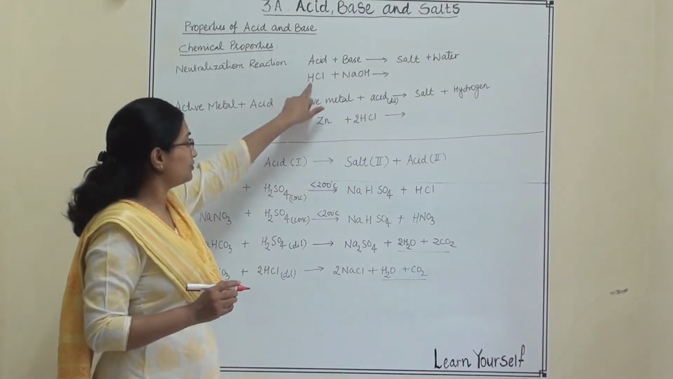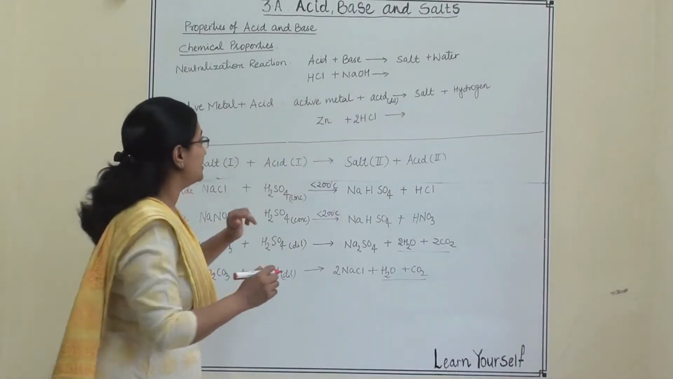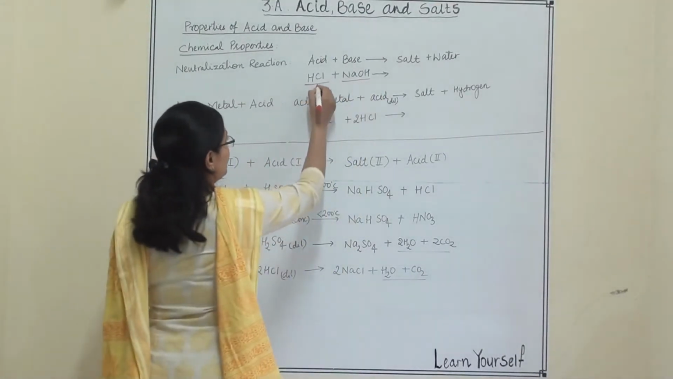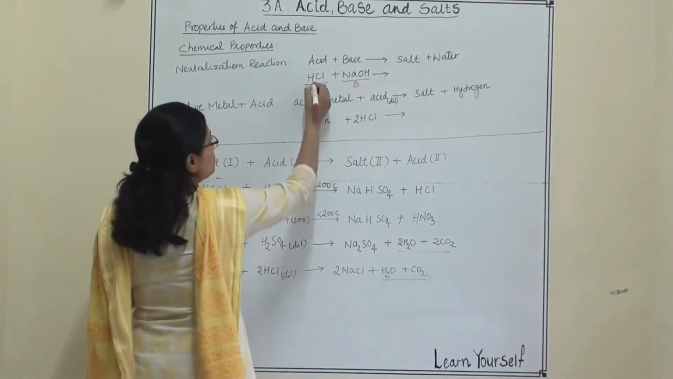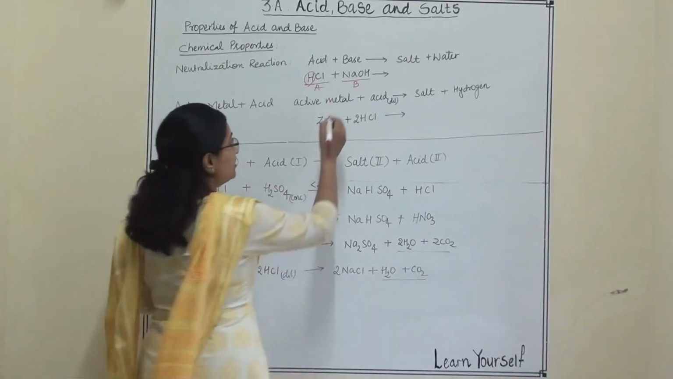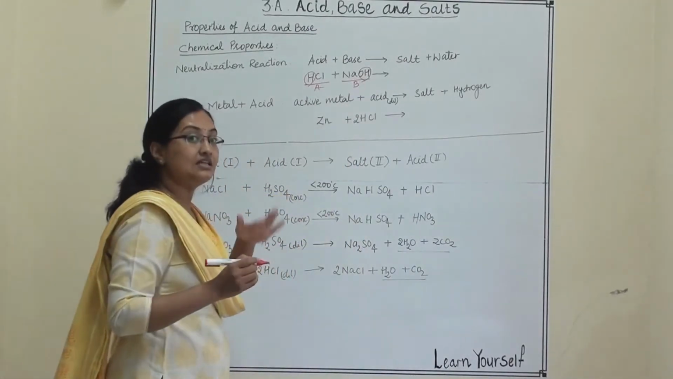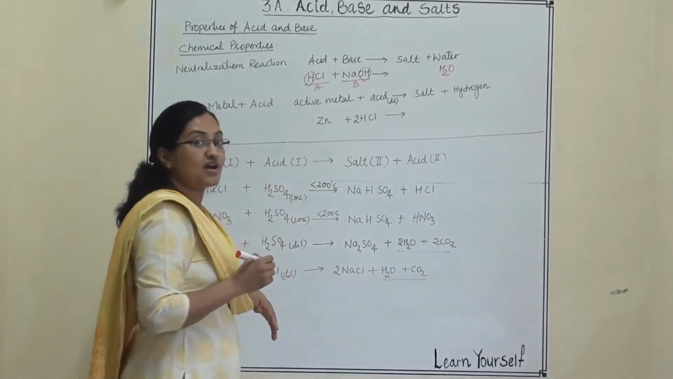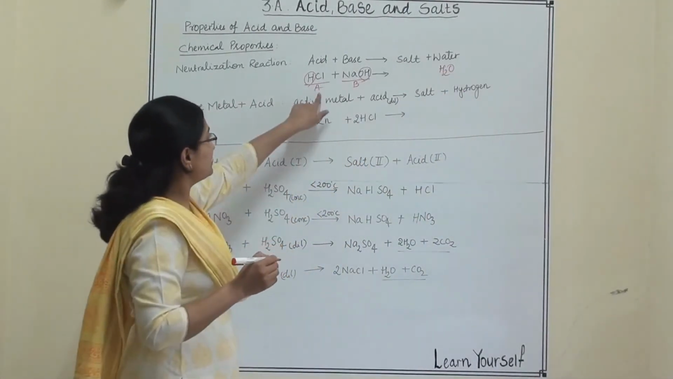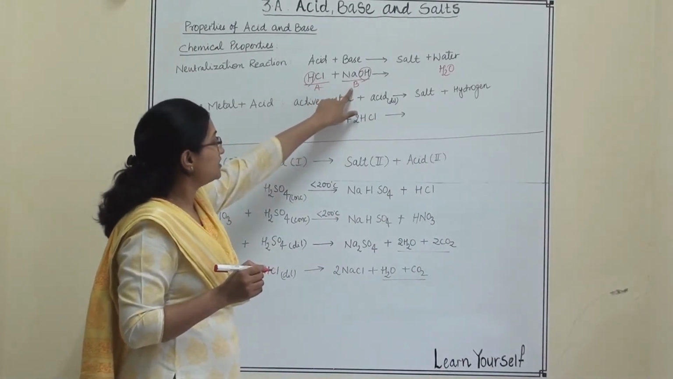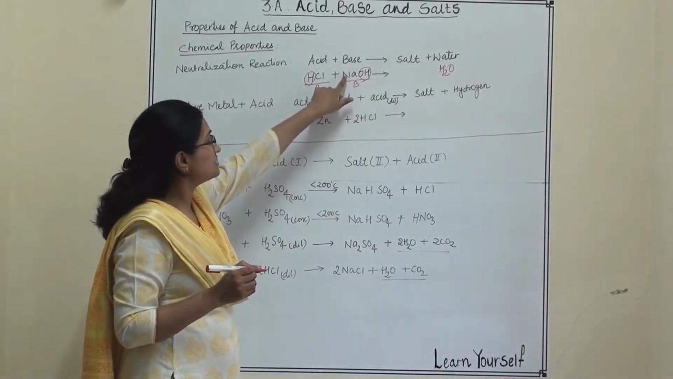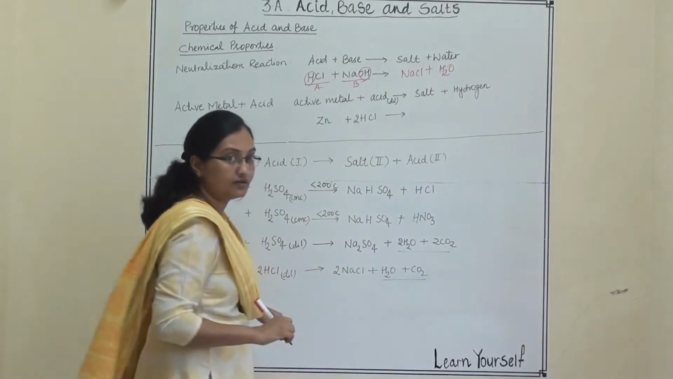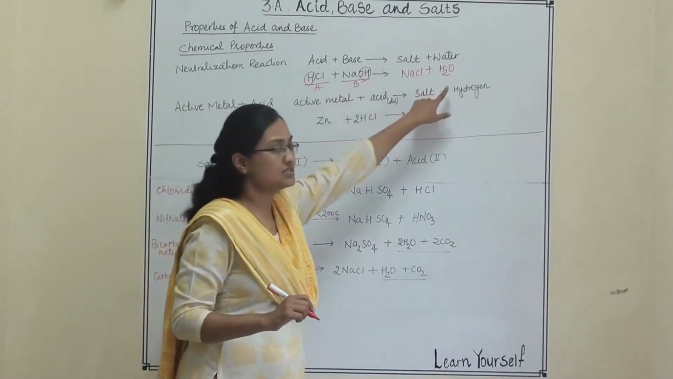So here hydrochloric acid and sodium hydroxide. Whenever there is a reaction in which two reactants are there, reactant A and reactant B, reactant A's positive radical will react with reactant B's negative radical. So it gives us H plus OH minus, which gives us water. And reactant A's negative radical will combine with reactant B's positive radical, so it will become NaCl, salt. Like this they will give us salt plus water.